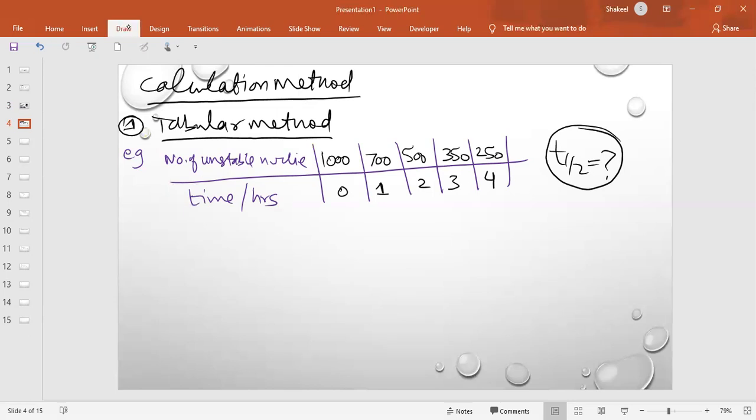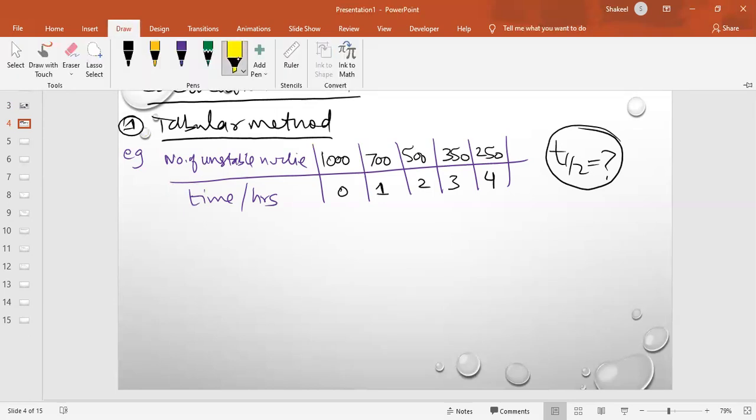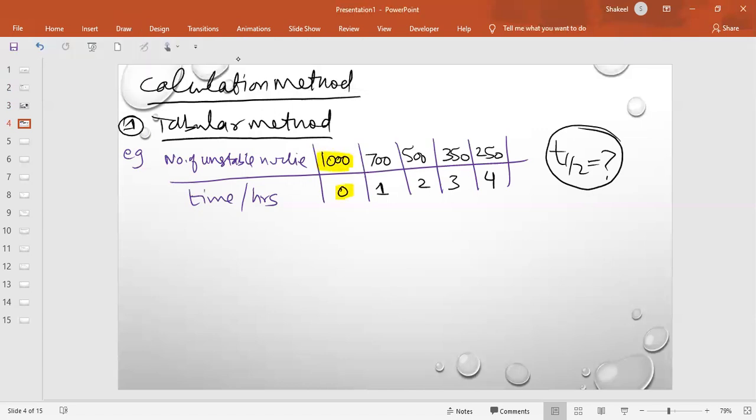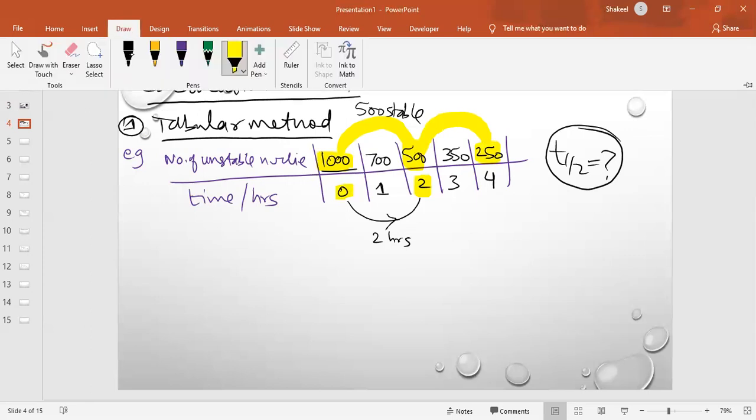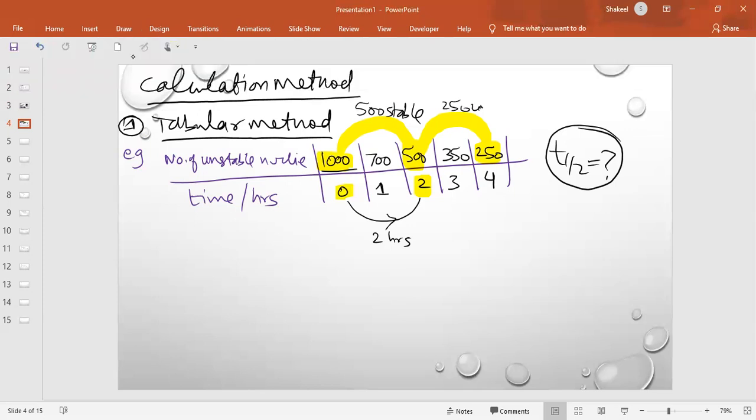So now we have to see that initially at time 0, 1000 nuclei were unstable. And after a time of 2 hours, 500 remain unstable. It means 500 are stable now. So half of 1000 became stable, and the time they took is 2 hours. Similarly, we see that out of 500, 250 become stable and 250 remain unstable. So over here, 250 are stable now, that is half of 500, and it took another 2 hours. So it means both half-lives are 2 hours and 2 hours.